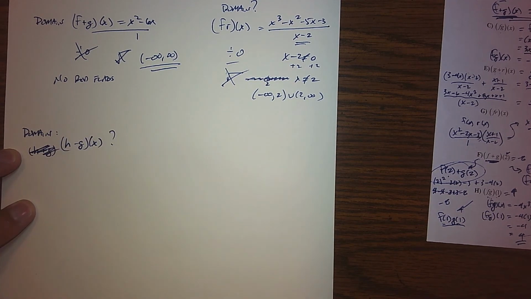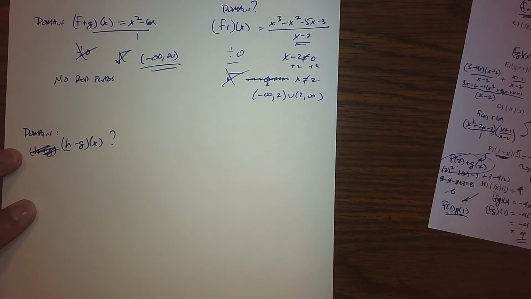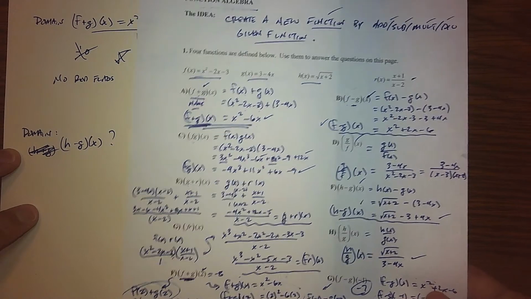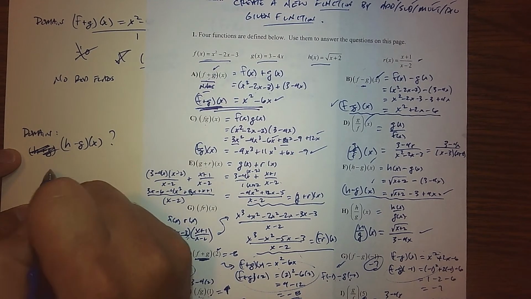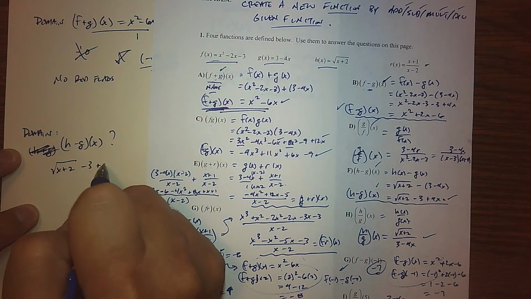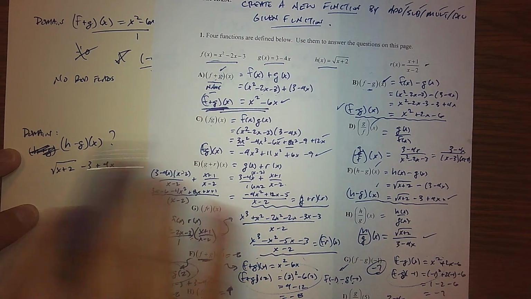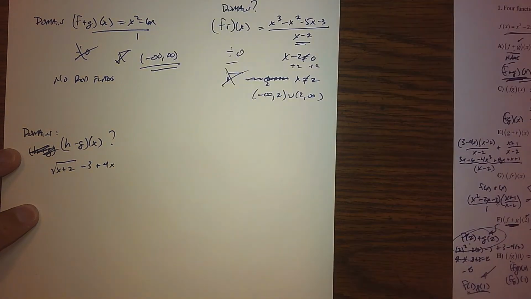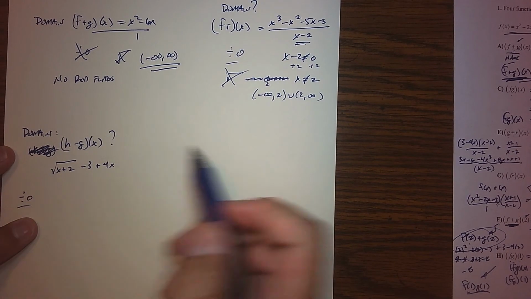Well, again, we're combining a radical with this line. We've already done that. So looking over here at some previous work, we found that function right here. So this function is the square root of x plus 2 minus 3 plus 4x. So we've already done the groundwork. We've already found the function in a previous video. So how do I find the domain? Well, the first thing I consider is division by zeros.